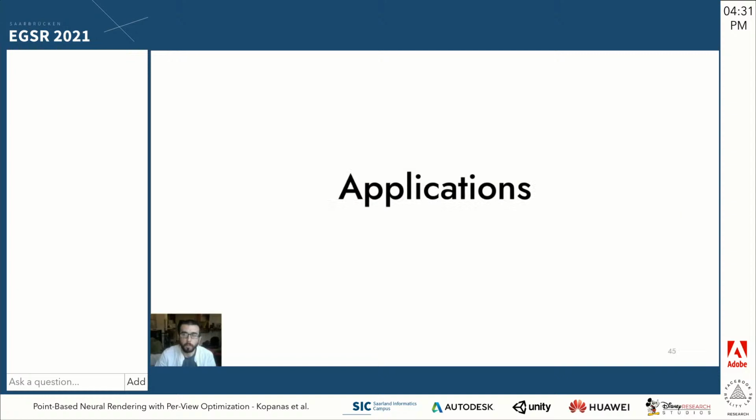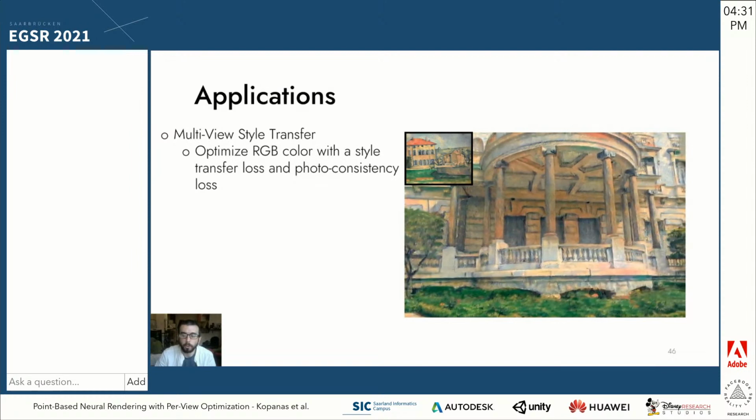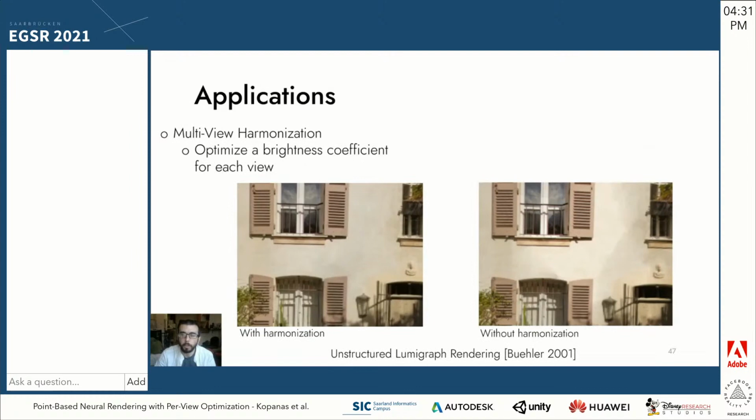Our framework can easily be extended for various applications. We demonstrate stable view style transfer and multi-view harmonization. For the style transfer, we allow the pipeline to optimize the colors of the images with a style transfer loss and a photo consistency loss. For the harmonization, we simply multiply the color of the image with an optimized brightness coefficient that controls its total brightness and allows our pipeline to optimize for it during training.